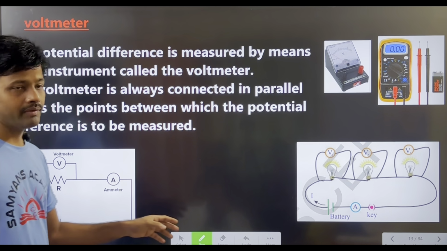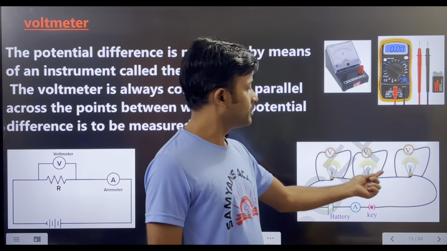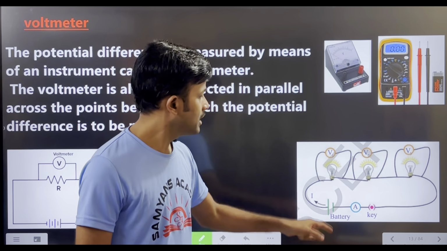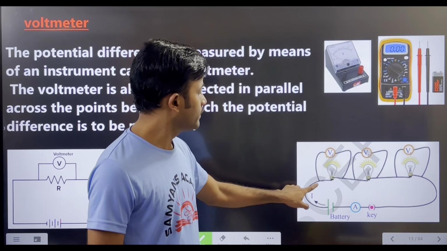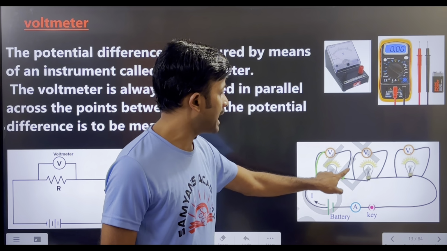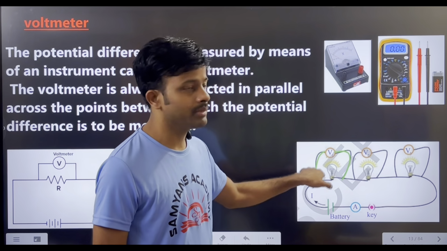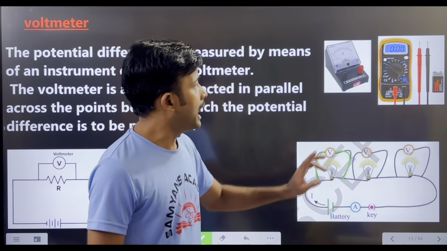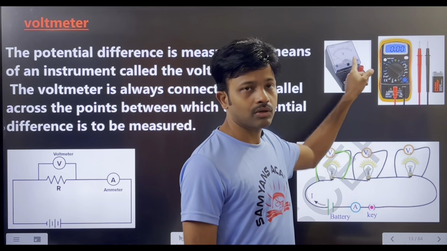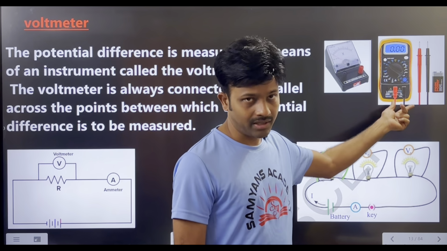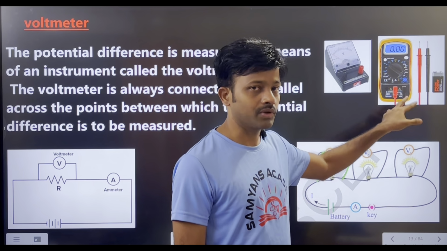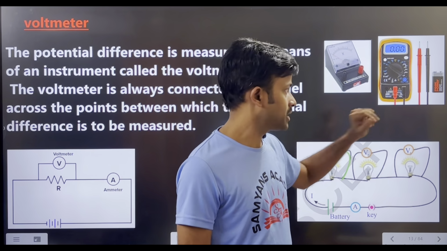Now you see, here we have the electric circuit and here we have the bulbs. How are we connecting this voltmeter? This V1 is a voltmeter, right? So we are connecting this parallel to the connection. So this is said to be a parallel connection. And these are the voltmeters. This is a multimeter. By using this multimeter we can measure the current, and we can also measure the potential difference.